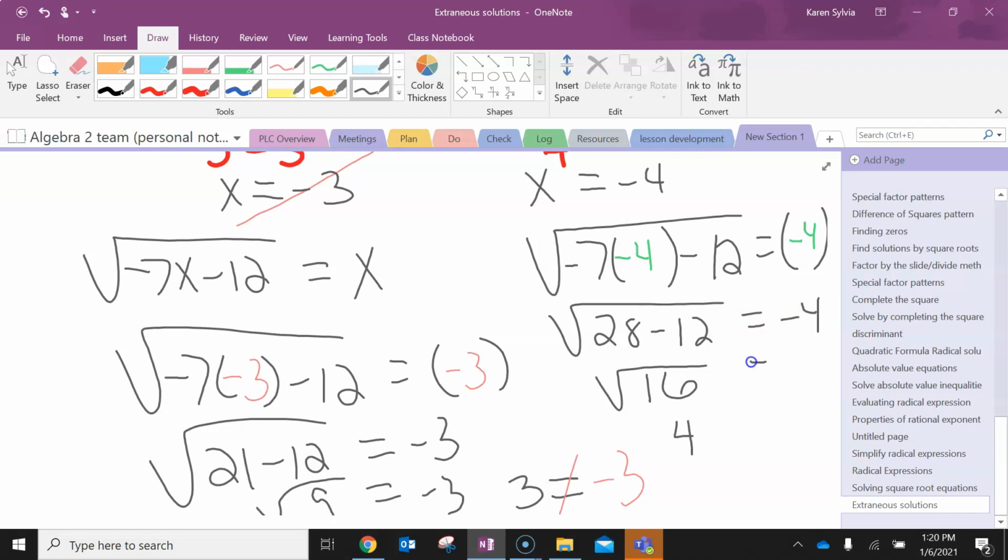But what did we want it to equal? Well, it says negative 4. 4 is not equal to negative 4. So in this case, they're both extraneous solutions. Keep in mind that sometimes both will work, sometimes only one will work, and sometimes both won't work.